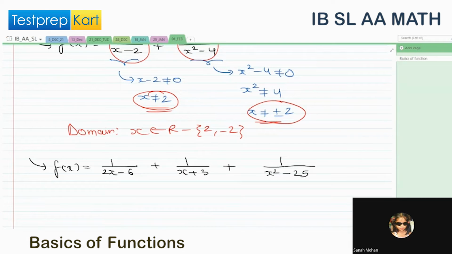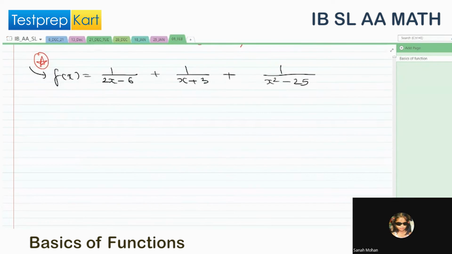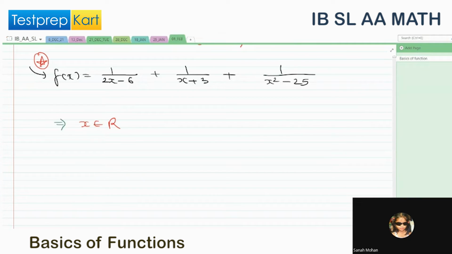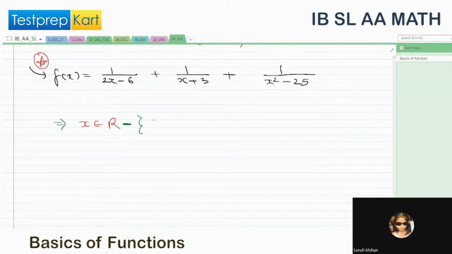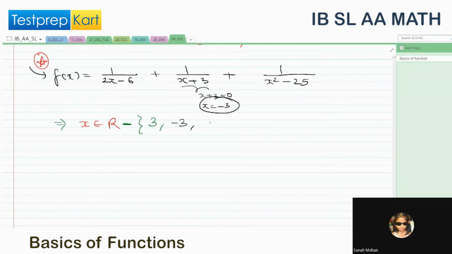So? x belongs to R. Then? Basically, we don't want x to take these values, so we are subtracting 3. Then minus 3. Come on, you need to focus here. Yes, then 5, or minus 5 also? Minus 5, minus 5. Okay.